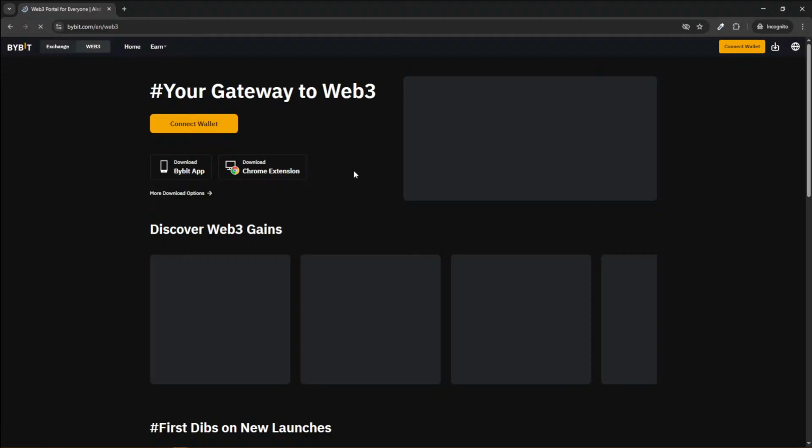Just like the other wallets, like MetaMask and Trust Wallet, they have their Web3. They have the Web3 wallet right here. ByBit Web3 is your gateway to Web3. You can download it as an app on your phone, or you can also use the Chrome extension. Many of our videos have shown you how to use a Chrome extension for such a wallet. So this is ByBit Web3, which I was talking about.